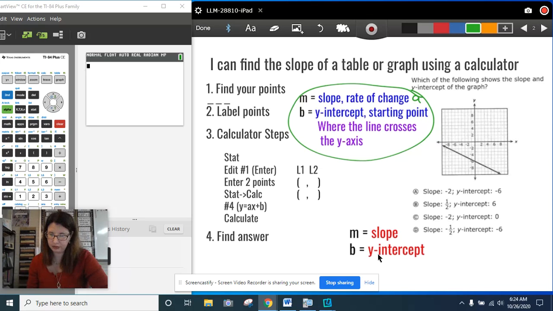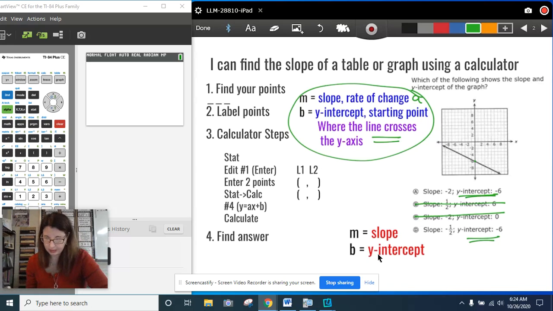Now, if I'm looking at this question here, which of the following shows the slope and the y-intercept of the graph? I know that my y-intercept is where it's going to cross the y-axis, and I can see that here. So I know that my y-intercept is already -6, and I've got two options. So the next thing I have to do is enter it into the calculator to get my slope.